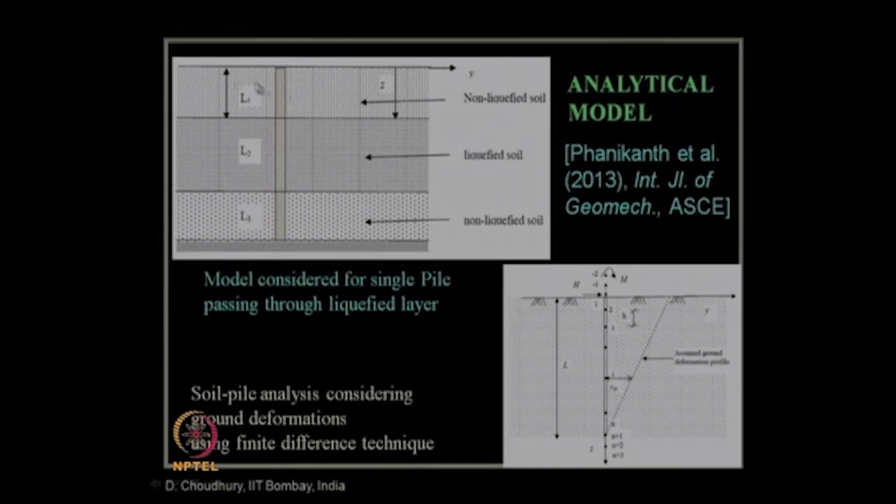So, a single pile which is passing through, suppose, a typical layered soil, and among that layered soil, let us say this one is a non-liquefiable layer, this middle portion is a liquefiable layer and again a non-liquefiable layer. So, their corresponding length or depth of the soil layers are L1, L2 and L3. So, L2 is the liquefied layer depth of the soil.